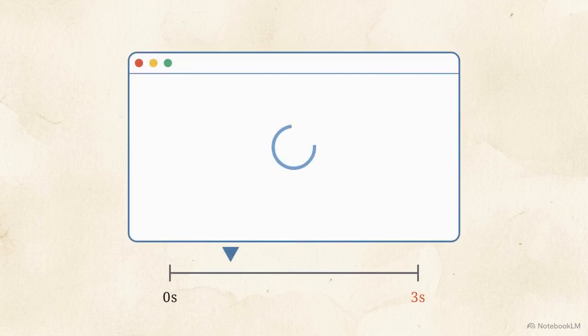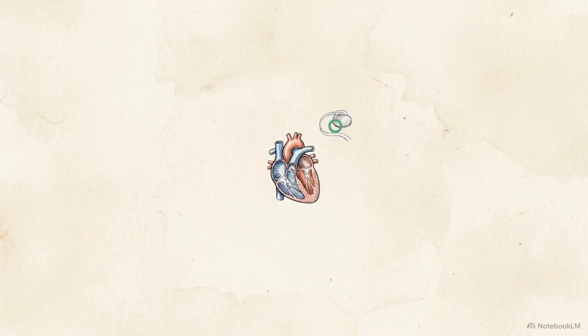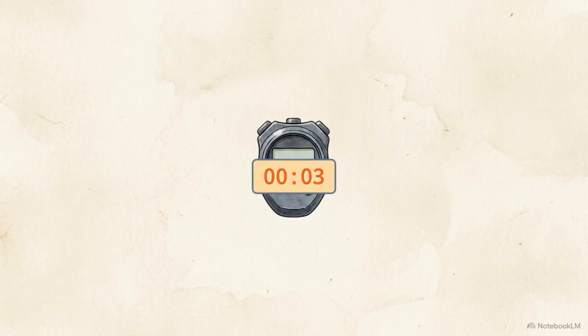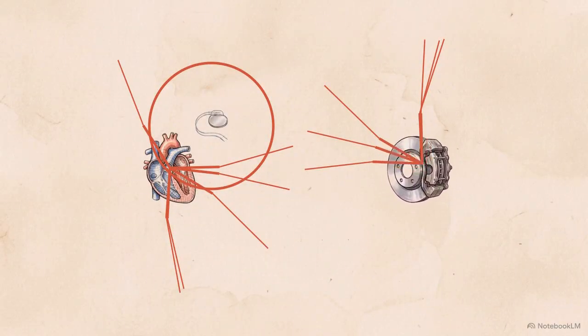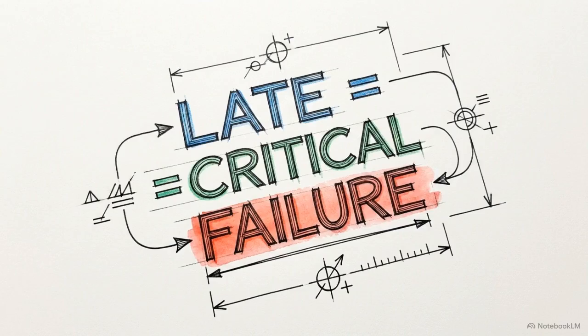If a web page takes 3 extra seconds to load, you might refresh the browser. But if a pacemaker or an anti-lock braking system takes 3 extra seconds to process a command, the physical hardware fails completely. In real-time software engineering, we operate under a strict rule. A correct calculation delivered past its deadline is a wrong answer.